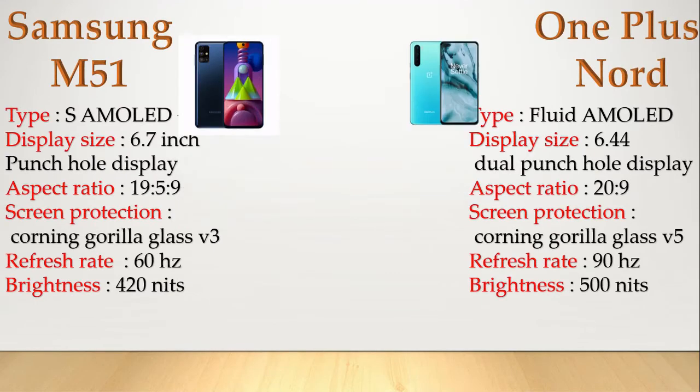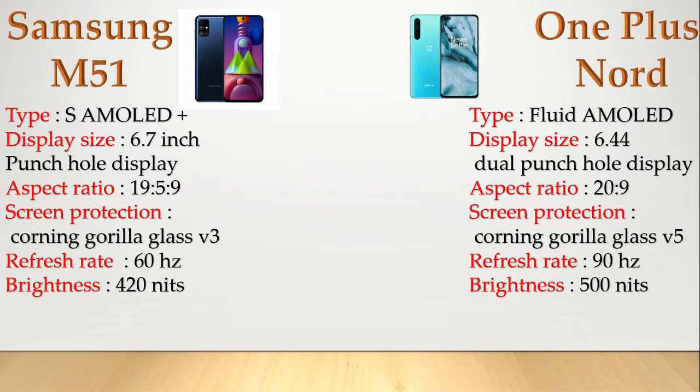Display. So about display, Samsung M51 has a 6.7-inch punch hole Super AMOLED Plus display, which has an advantage of being thinner and showing punchier colors. It has an aspect ratio of 19.5:9 and has protection of Gorilla Glass version 3. However, it has only a refresh rate of 60 Hz and lesser brightness of 420 nits.